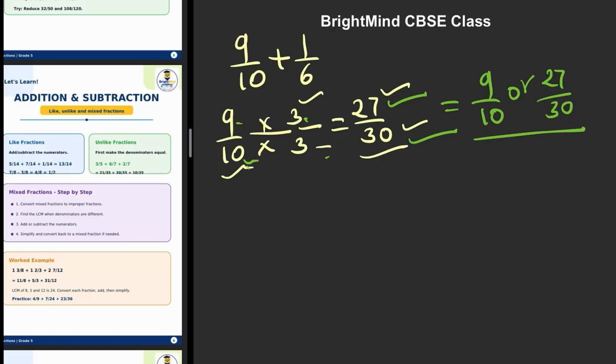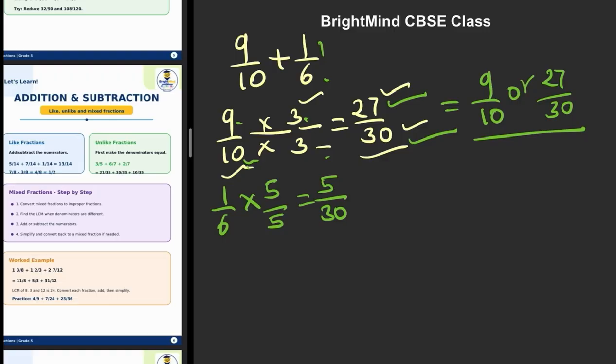I have just written it now with the denominator of 30, and the same thing I will apply to the other fraction, 1 by 6. So how do I write 1 by 6? Multiply the numerator and denominator by 5. The numerator will become 5 and the denominator will become 30.